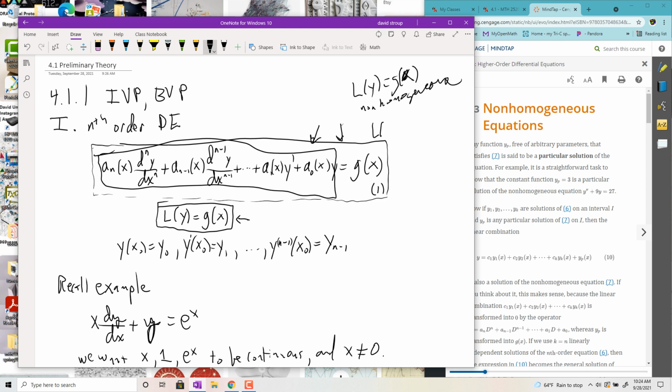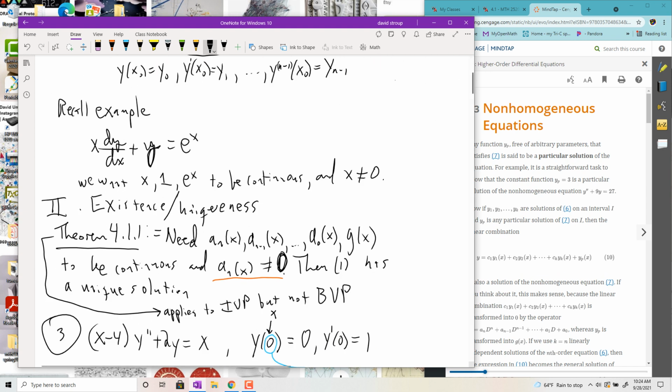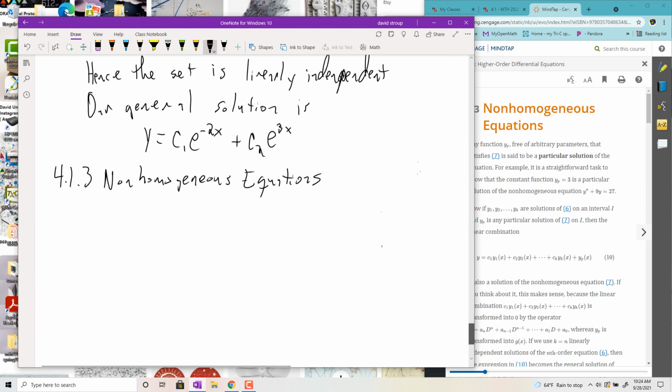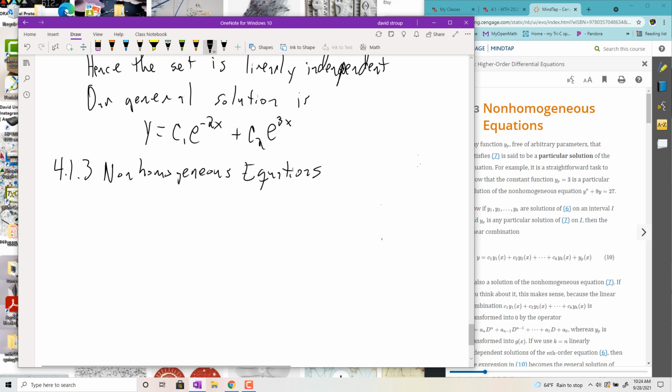Sorry. If L of y is equal to 0, that's considered homogeneous. Okay, so this next part is saying that if you can figure out the solutions to the homogeneous part, it's not too far to get to the solutions to the non-homogeneous version. Okay, so let's take a look at this part. Non-homogeneous equations, so looking at what is the general solution.